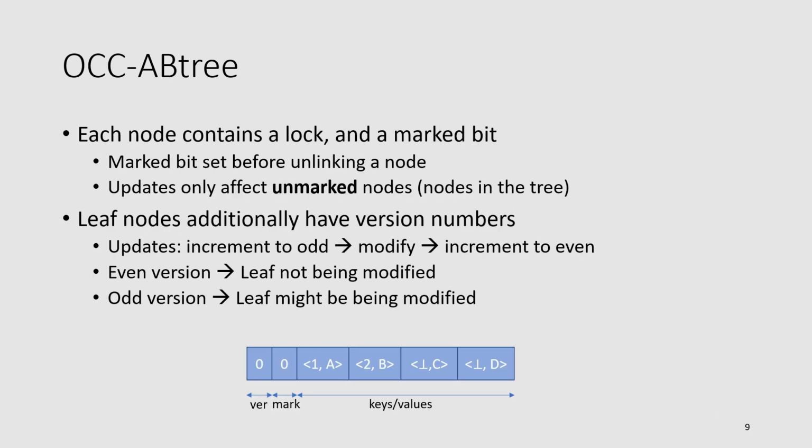A few more details about the OCC A-B tree. Each node has a lock, which is used by updates, and a marked bit. The marked bit is initially not set, but is set before we unlink a node from the tree. Updates check that no node involved in the update is marked before proceeding, which guarantees that updates only affect unmarked nodes, which are still in the tree. Leaf nodes also have a version number. The version number is incremented to an odd number before an update's modification begins, and again to an even number after the modification is complete. This means that if the version is even, the leaf is not being modified, but if the version of a leaf is odd, it might be being modified.